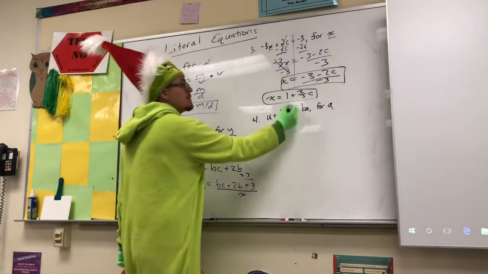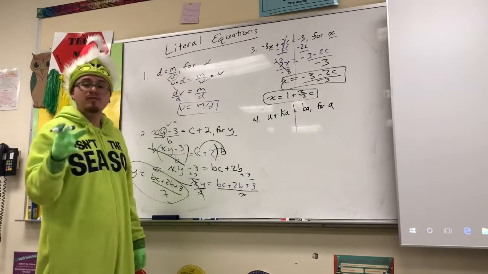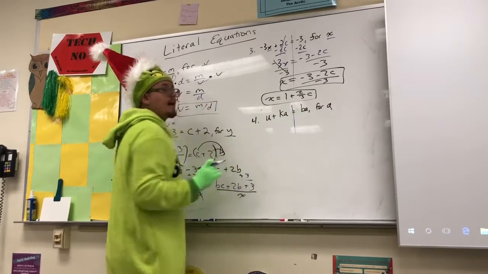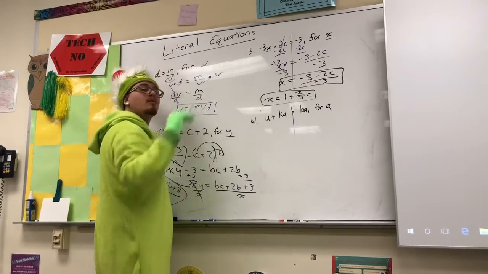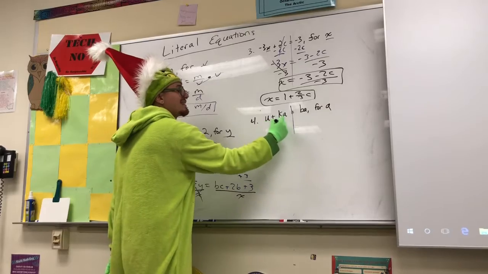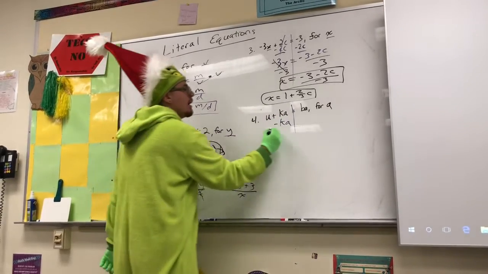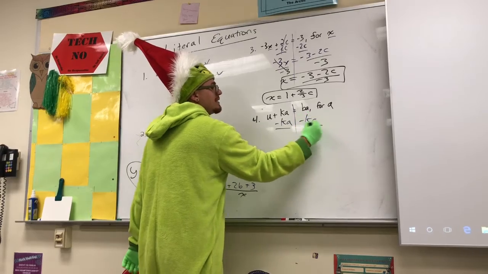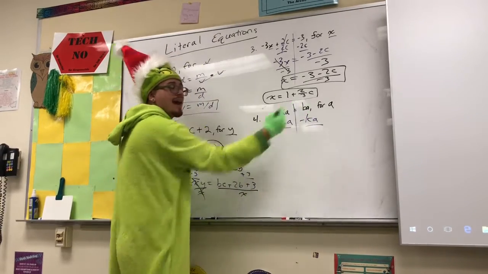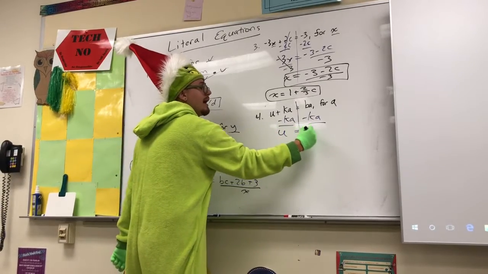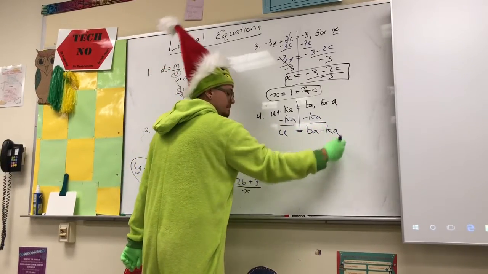This next one's gonna be tricky. Honestly, I don't expect most of you know how to do this at this point of the year, but we're still gonna roll with it. We need to get BA by itself, and you'll notice there's A's on both sides. So I'm gonna subtract KA, which think of it like a 3x, minus KA on both sides. Now because that's a KA and that's a BA, I can't mix them up. So I'm gonna get U equals BA minus KA.